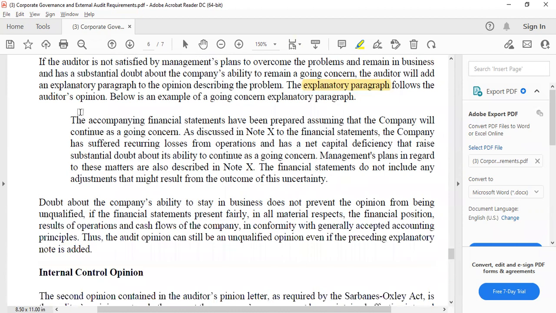So this is an example of an explanatory paragraph that deals with the going concern issue of the company. So here, the accompanying FS have been prepared, assuming that the company will continue as a going concern. As discussed in note number whatever to the financial statements, the company has suffered recurring losses from operations and has a net capital deficiency that raised substantial doubt about its ability to continue as a going concern. Management's plans in regard to these matters are also described in the note. The financial statements do not include any adjustments that might result from the outcome of this uncertainty.